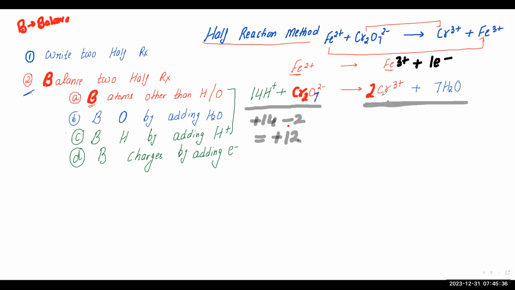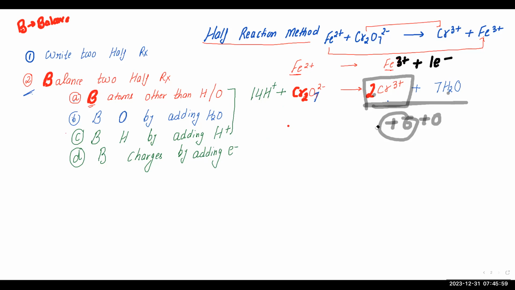Now here, what's the total charge? 2 times plus 3, plus 6, and this one is 0. Now I have to make this plus 12 equal to plus 6. Now you can add only electrons, nothing else you can do. So how many electrons should you add, and on which side? How many electrons should we add so that plus 12 can become plus 6? You add 6 electrons on this side, 6 electrons.